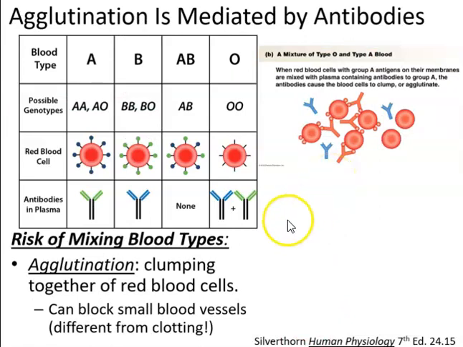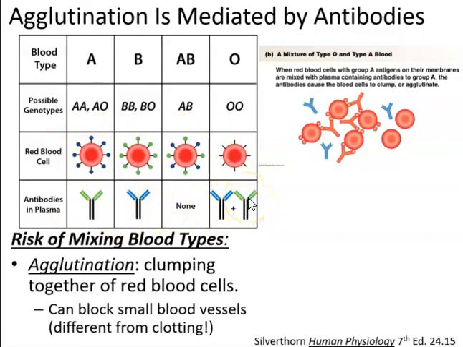So again, this is just the table of the different types of blood, the possible genotype combinations that create the blood types, as well as the antigens that are present on the surface of these red blood cells, as well as the presence of the antibodies within the plasma.